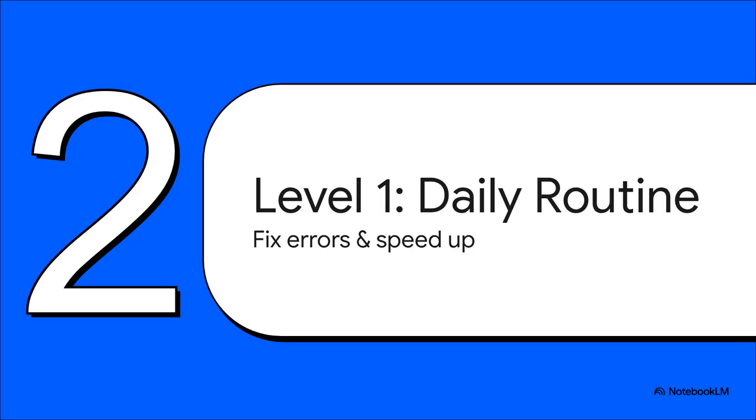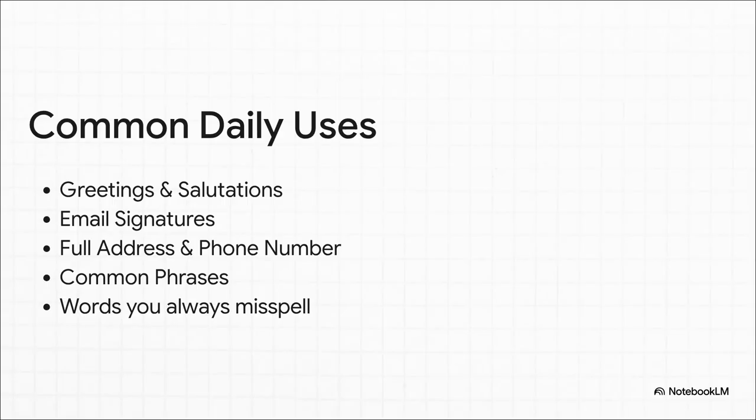Okay, so let's see how this actually works in the real world. We'll start at level 1, reclaiming your daily routine. These are the quick wins, the things you can set up in the next 5 minutes to fix all those little annoyances and immediately speed up your day. Just think about all the repetitive parts of your day. A shortcut for Hey Team, or one for your full 3-line email signature. How about a shortcut for your full address when you're filling out forms online? Even a simple TYSM that expands to "Thank you so much" can save you thousands and thousands of keystrokes over a year.